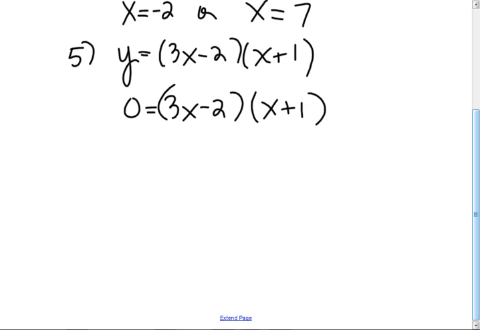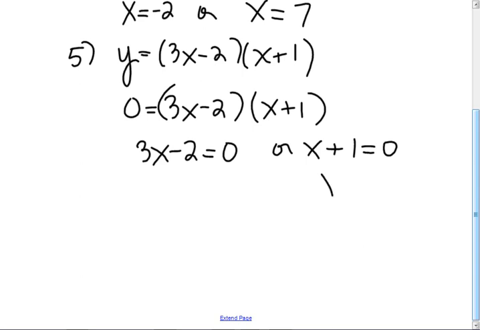Okay, what's true? 3x minus 2 is 0, or x plus 1 is 0. How do you... this one's easy. Colin, what's this one? x equals -1. How do you do the other one? We have to add 2 to both sides.